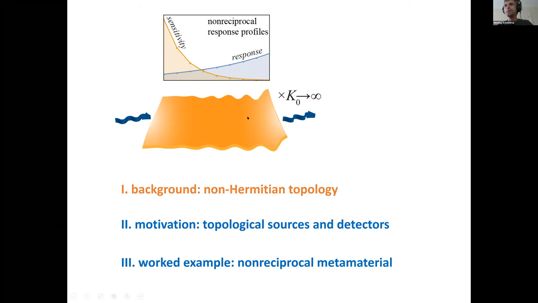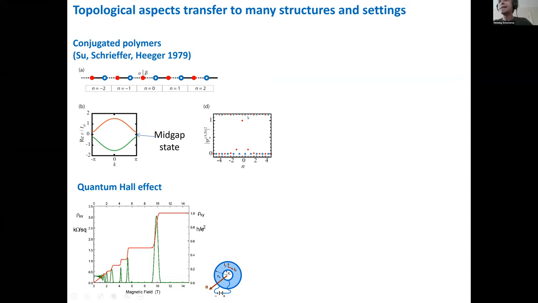Okay, let's start with non-Hermitian topology. Let's start with topology. And the great thing about topology is any topological effect so easily transfers from one type of system to another type of system. And I just highlight this for two brief examples, one that we will see a lot during this talk, and this is the Su-Schrieffer-Heeger model. This is originally a carbon chain with double bonds and single bonds. So these dots are carbon atoms, and conduction electrons can hop from one of these atoms to another.